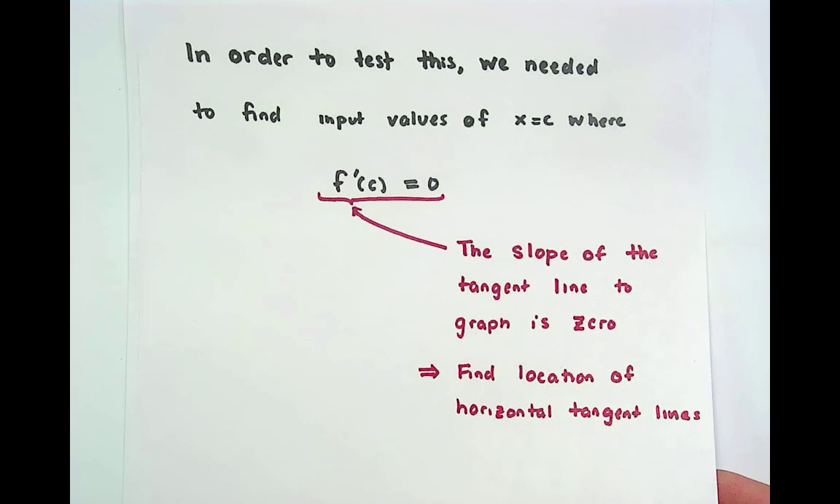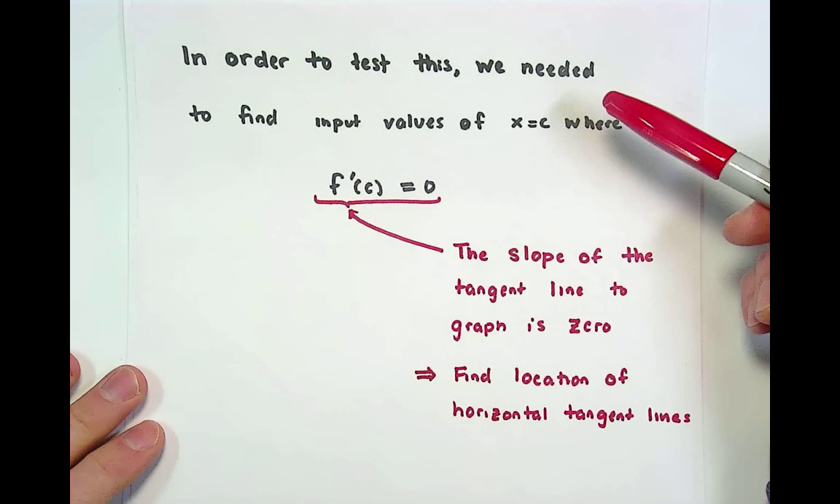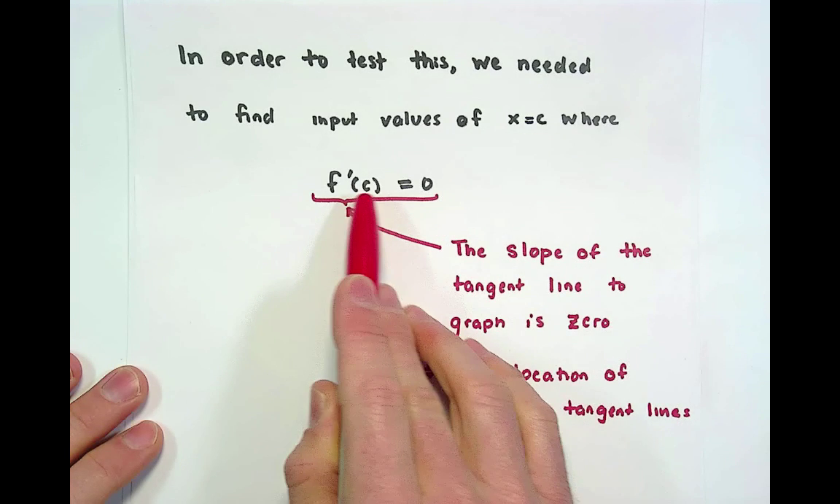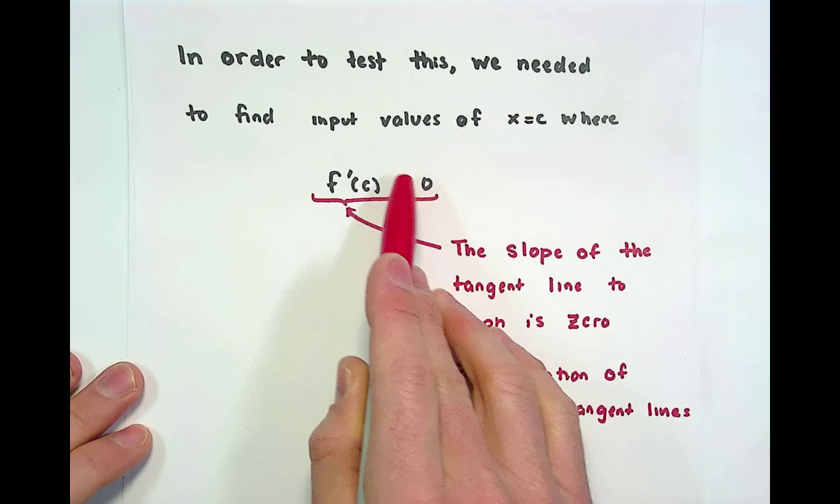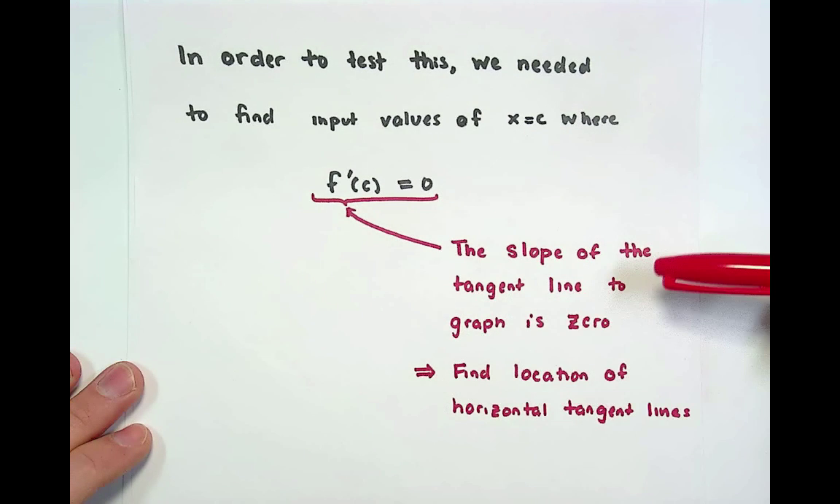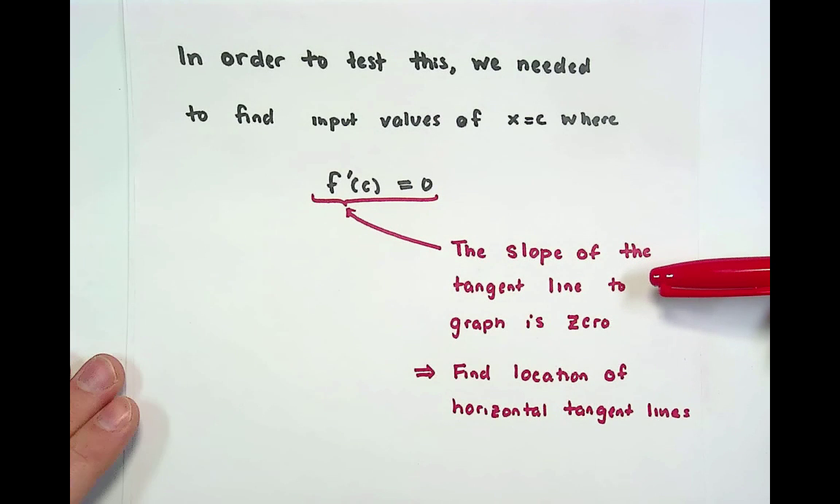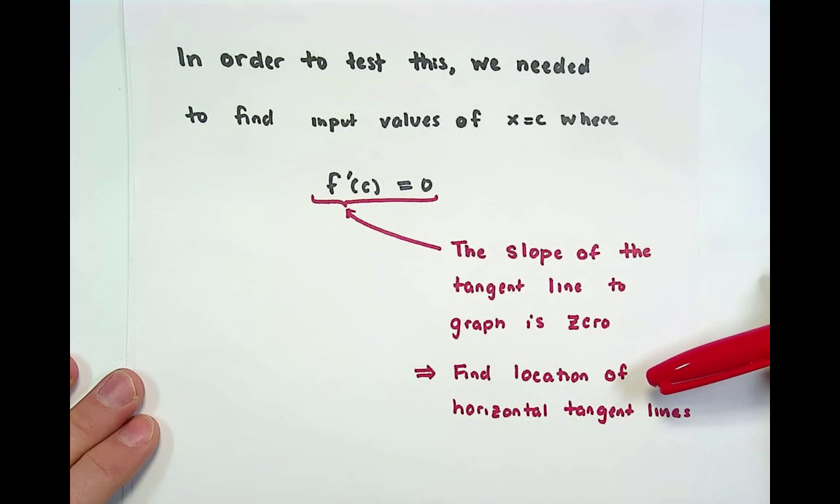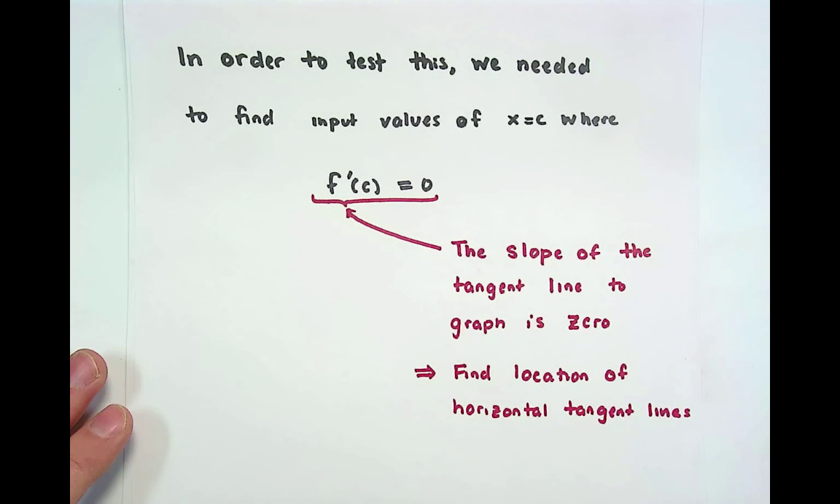As a friendly reminder to really bring the point home, this test started with finding input values f prime of c equal to 0. These input values c are where the slope of the tangent line was 0. We also called these one of two different critical points. In order to run the second derivative test, we needed to find the location of the horizontal tangent lines.